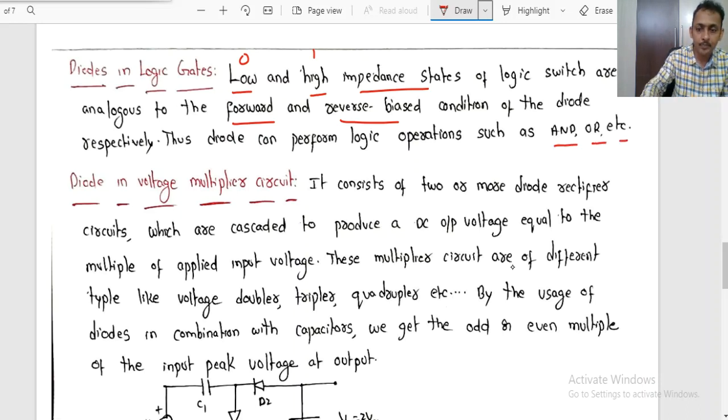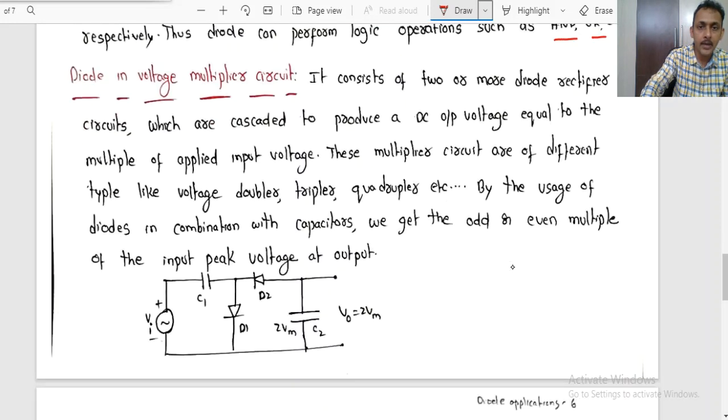and some other operations can be performed. Similarly, in a voltage multiplier circuit, you can observe the input voltage is just V input, equal to Vm sin omega t, but at the output point we can observe we are going to have 2 times the Vm. How is it possible? For example, during the positive half cycle, this capacitor will be charged, this diode will be in the forward bias mode, this diode will be in conduction, and the capacitor will get charged. During the positive half cycle, this diode D1 is forward biased and diode D2 is reverse biased.